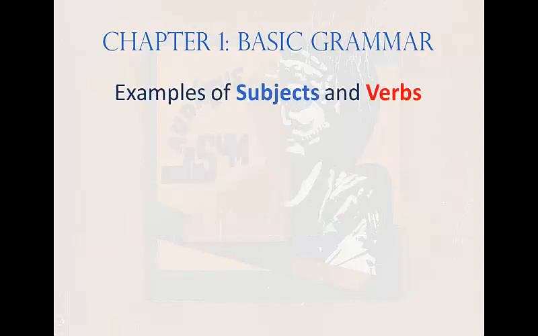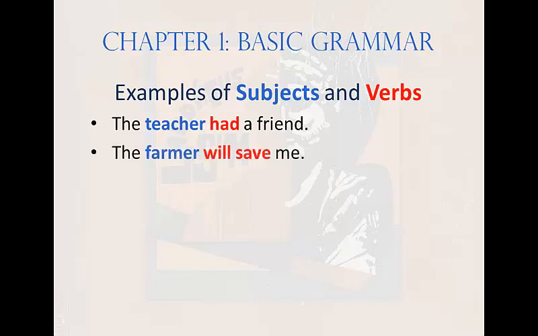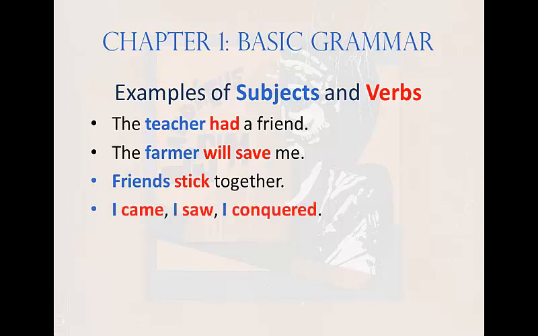Here are some examples of subjects and verbs. The teacher had a friend. Teacher is the subject, had is the verb. The farmer will save me. Farmer is the subject, will save is the verb. Friends stick together. Friends is the subject, stick is the verb. I came, I saw, I conquered. I, in all three instances, is the subject. Came, saw, and conquered are three verbs. We got into trouble. We is the subject, got is the verb.